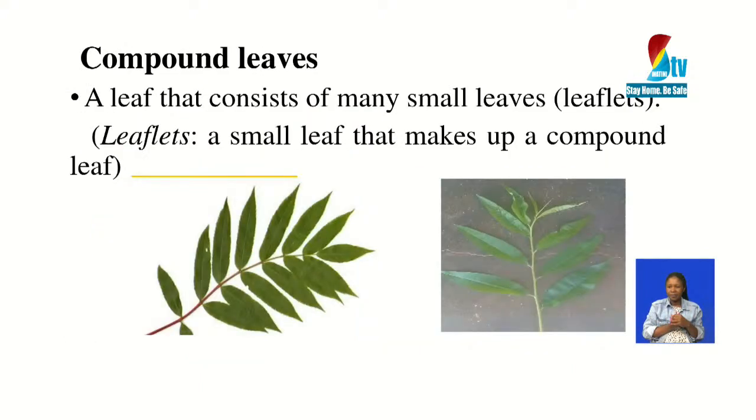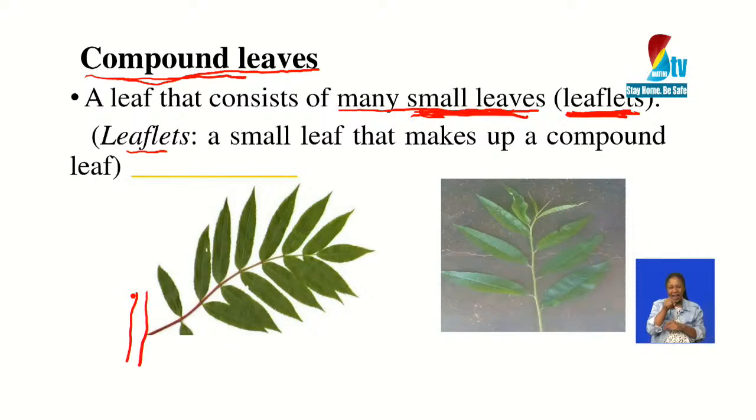Number two, we have what you call compound leaves. Compound leaves consist of many small leaves, or leaflets. They are made up of leaflets. Leaflets are small leaves that make up a compound leaf. So when we see these leaves, they are compound leaves, which means in this part we have the stem. This is the stem, and these small ones are leaflets.